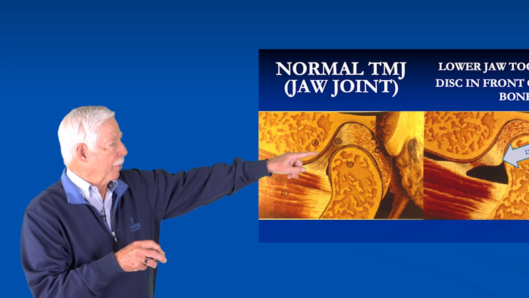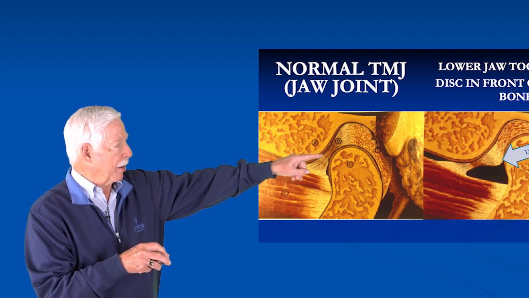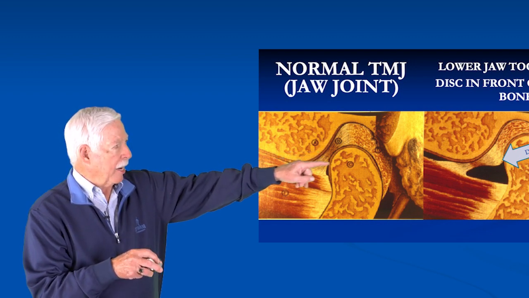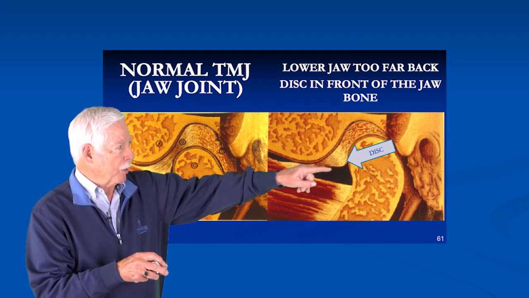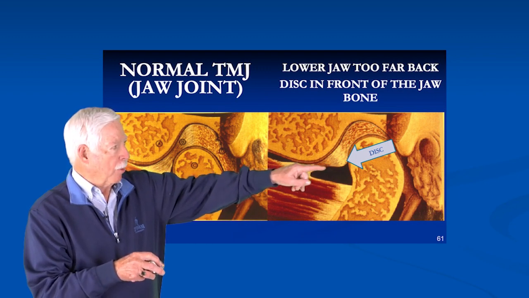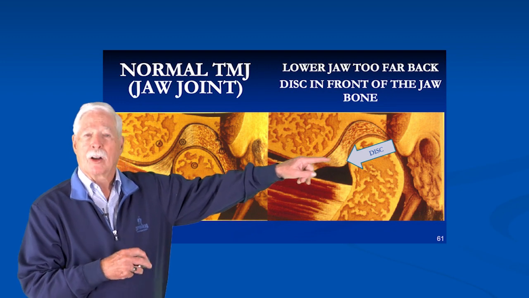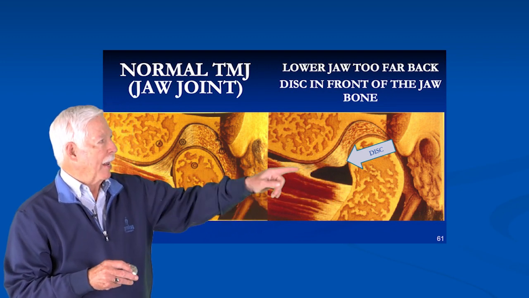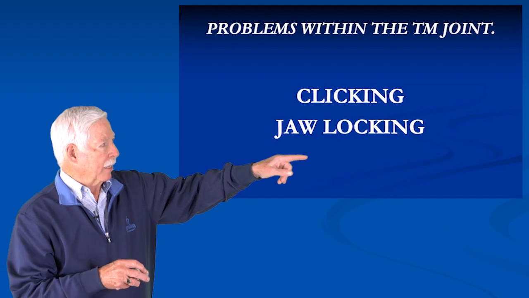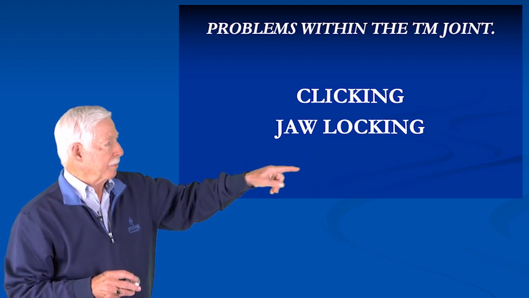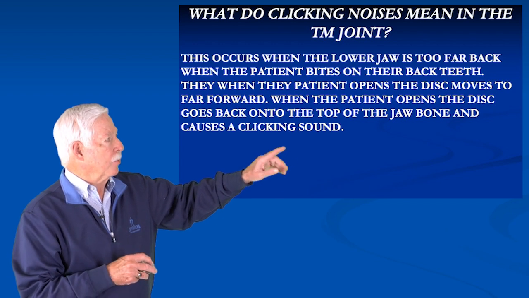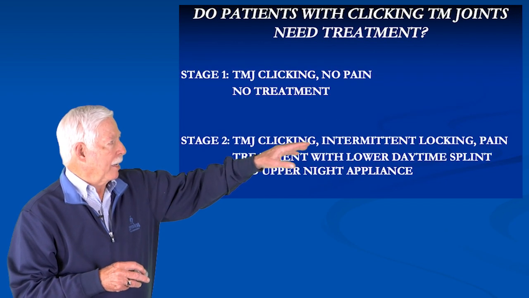Again, another diagram there. There's the disc on top of the head of the condyle, good position. Here's the disc out in front. So remember, every time the patient opens, the jawbone goes on the disc and causes a click. So clicking's bad. And clicking can lead to jaw locking.